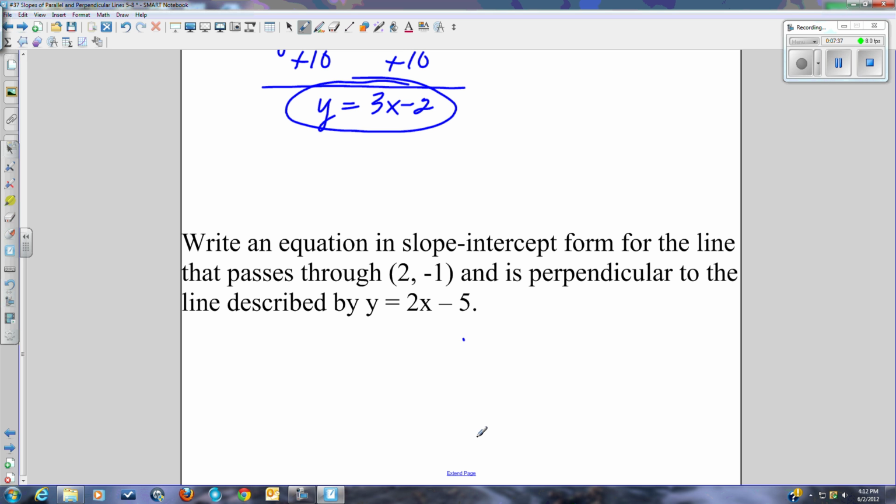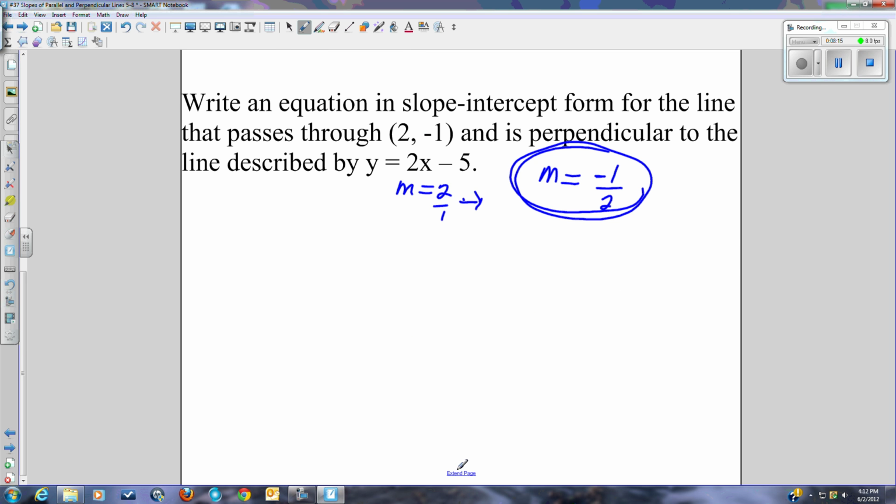Now let's take a look at this one. Write an equation in slope-intercept form for the line that passes through the point (2, -1) and is perpendicular to the line described by y equals 2x minus 5. All right, so first of all, the slope of this line is 2. Now we need to find the slope of the line that would be perpendicular to that. Well, that would mean we'd take the negative reciprocal of 2, put the 2 over a 1. Now we're going to turn it upside down so we get 1/2 and change the sign. So the slope we're working with now is m equals negative 1/2. That's the slope of our new line.